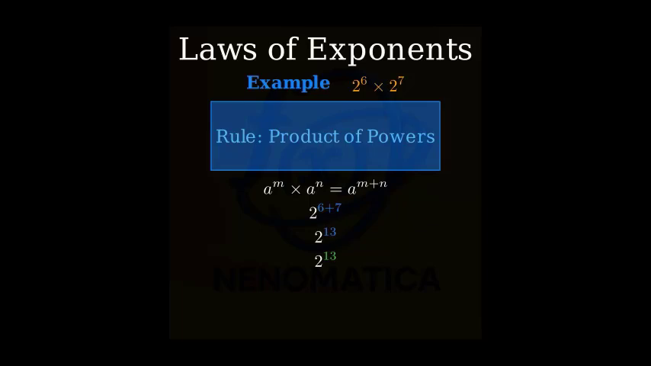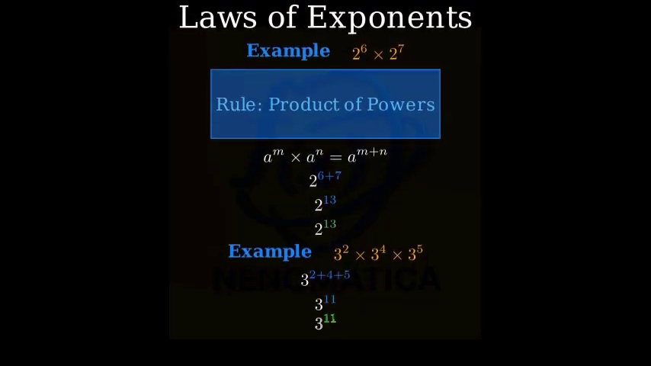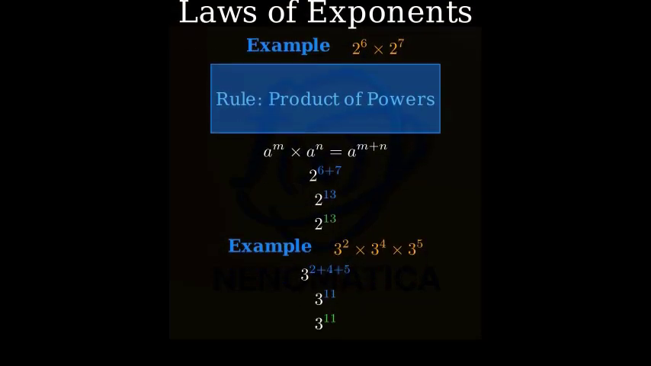Let's move to our next example. We have 3 to the power of 2 times 3 to the power of 4 times 3 to the power of 5. Again, we'll apply the product rule of exponents. Since all terms have the same base, 3, we add all the exponents. So, we have 3 to the power of 2 plus 4 plus 5, which equals 3 to the power of 11.